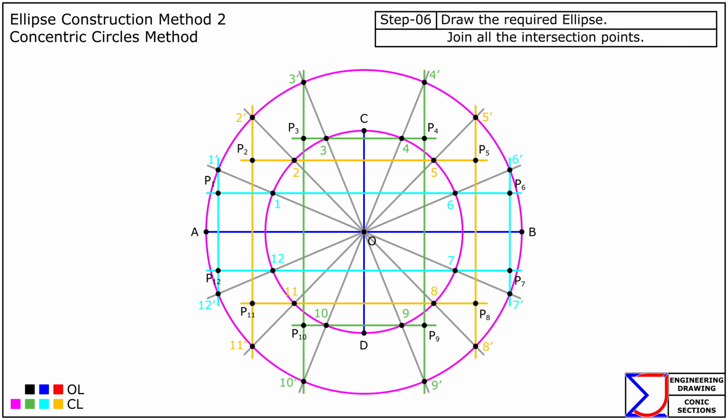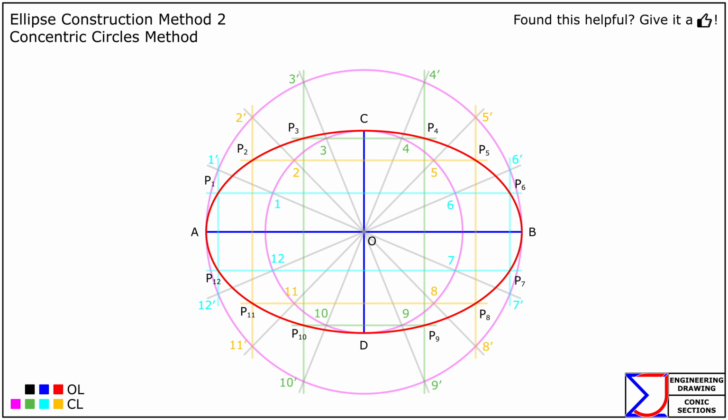Finally, connect all the intersection points with a smooth, continuous curve to complete the required ellipse. This method is highly visual and clearly illustrates the proportional relationship between the major and minor axes.